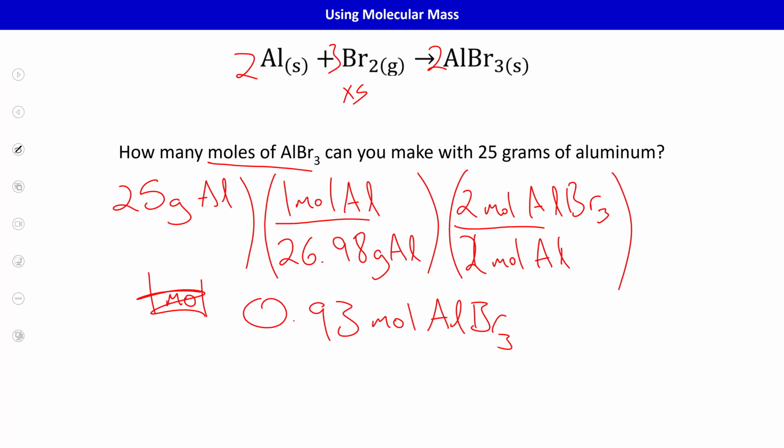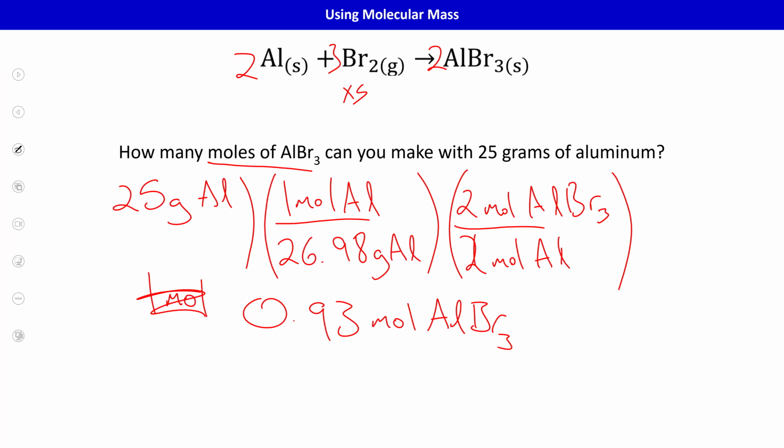Well, we used the atomic mass to go from grams of aluminum to moles of aluminum. We want to go from moles back to grams, so we're just going to use the molecular mass again. We just have to do the molecular mass of this whole thing, not just the aluminum this time. So 1 aluminum plus 3 bromines is a much larger number. Bromine's got a mass around 80.